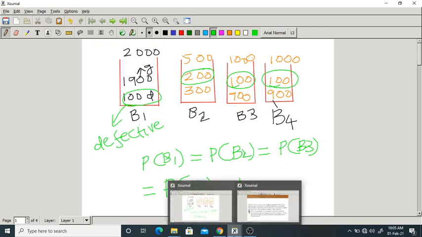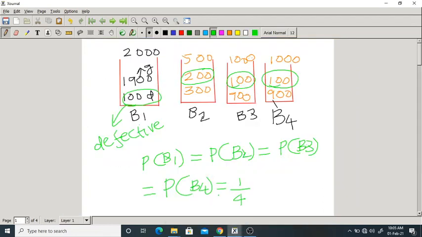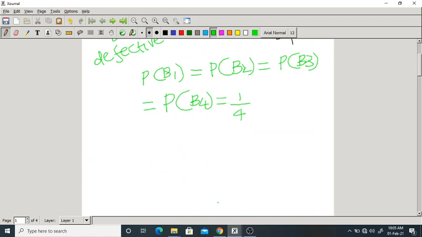Now what is the question given? The question says, what is the probability that the selected component is defective? Okay. So which theorem do we have to use here? We have to find the probability that the selected component is defective. So D is an event of selecting the defective component.